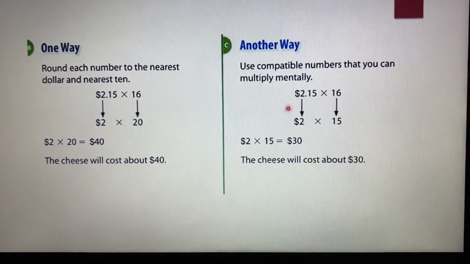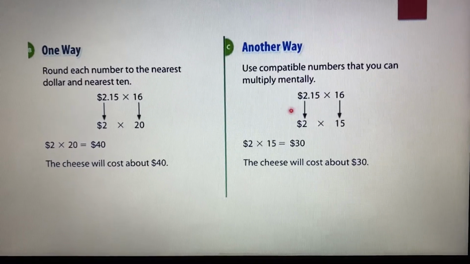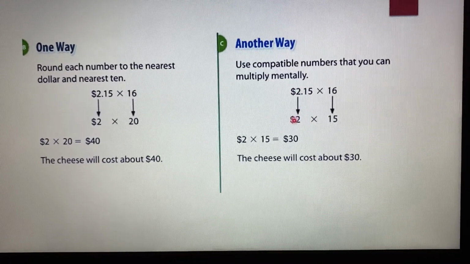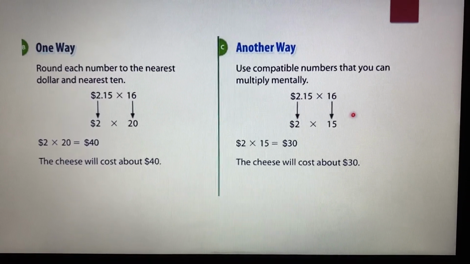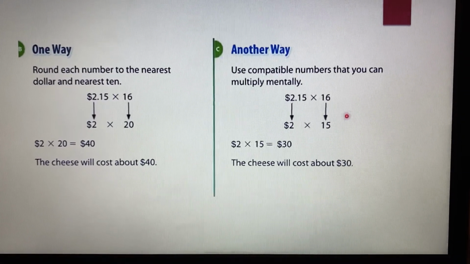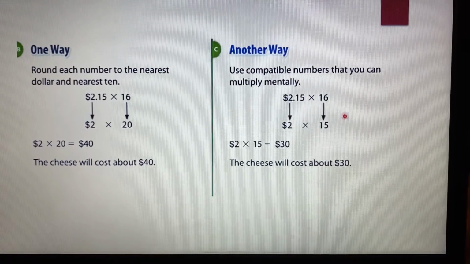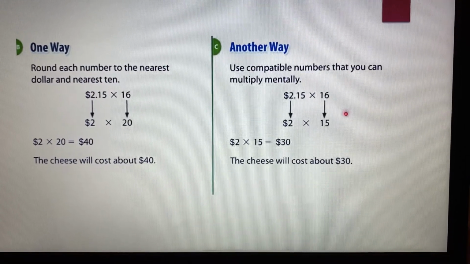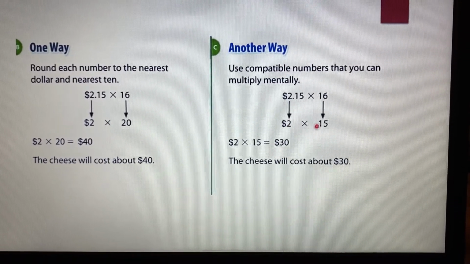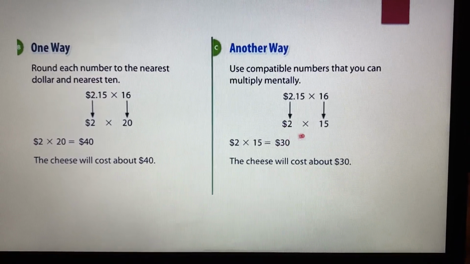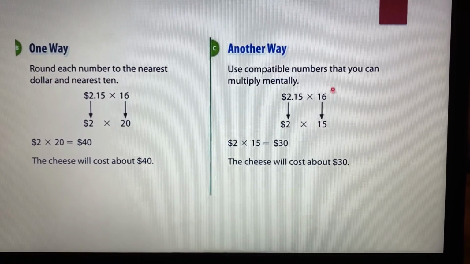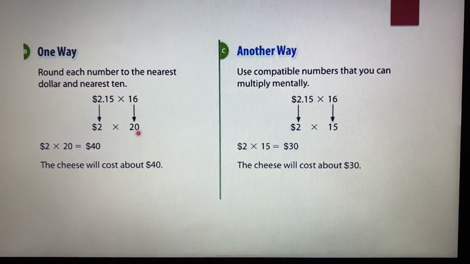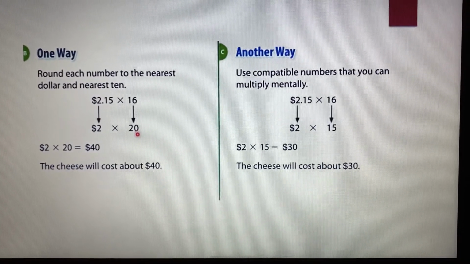Or I can use a compatible number. In the compatible numbers, remember that any number I choose is correct. So 2.15 is closer to $2. Now let's go to 16. 16 is between 10 and 20. In the compatible numbers, don't forget that we also take the halfway. So what is the halfway between 10 and 20? Perfect, 15. So here I multiply 2 times 15 and the answer is $30. So this is how we use the compatible numbers. We can take the halfway, but in the rounding, one answer is correct. This is the difference between rounding and compatible numbers.